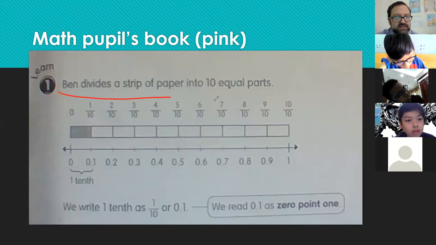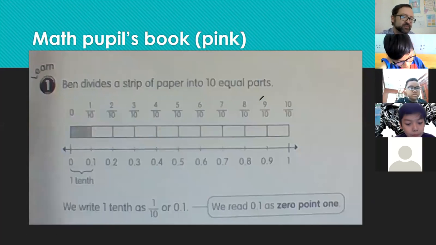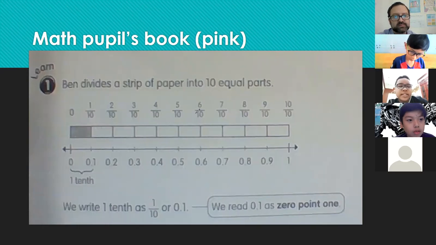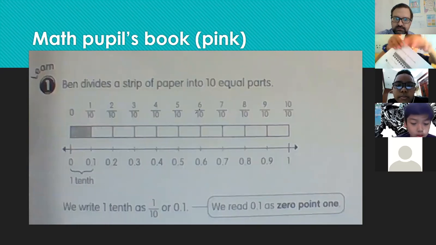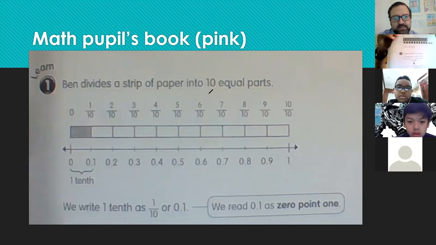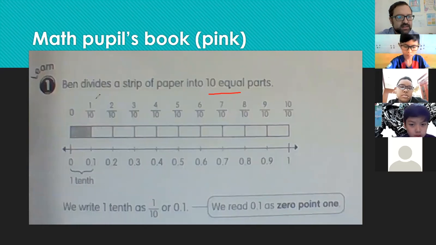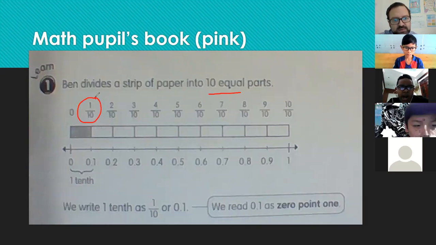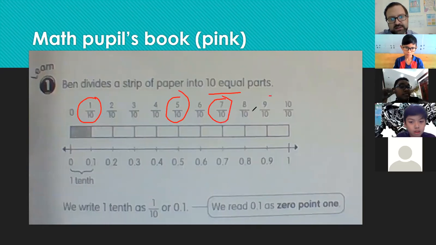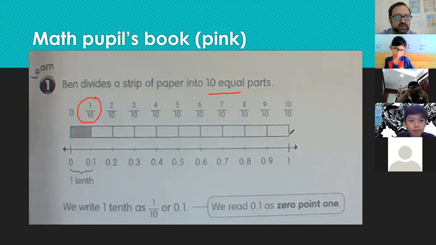David, can you read this sentence for us? Ben divides a strip of paper into 10 equal parts. Okay, so Ben divides a strip of paper into 10 equal parts, all right? If you look right here, David, this is the fraction 1/10, okay? So if you don't know what a tenth is, it looks exactly like that. That is 1/10. Here's my fraction for 5/10, 7/10, 9/10, and 10/10, which equals 1, okay?